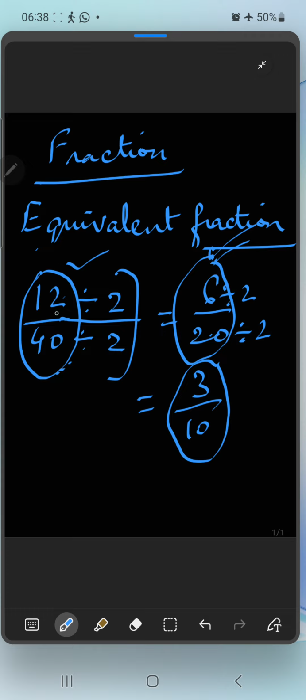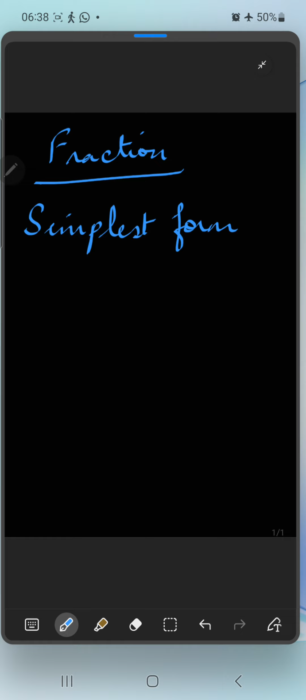Now we will take up the next topic of fractions. What is the simplest form? Whenever we get an answer as a fraction, we have to convert it into the simplest form. That means whenever we write any answer, you have to convert it into the simplest form.